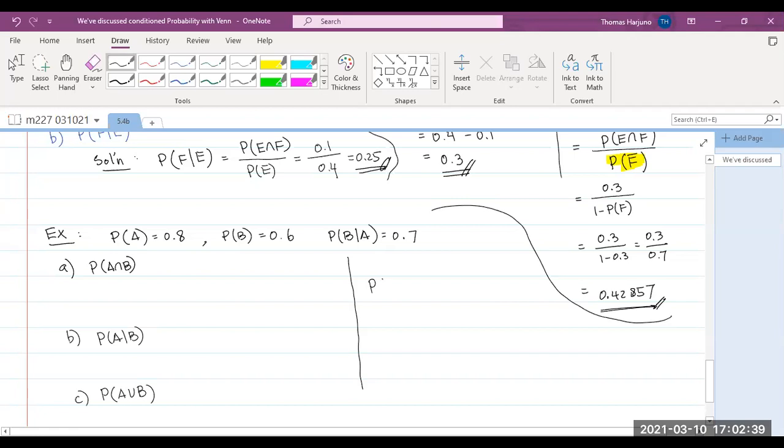Find the probability of A but not B. Maybe not A but B, how about that? And then find the probability of B given not A. Oh man, all of a sudden we jump into all those probabilities.